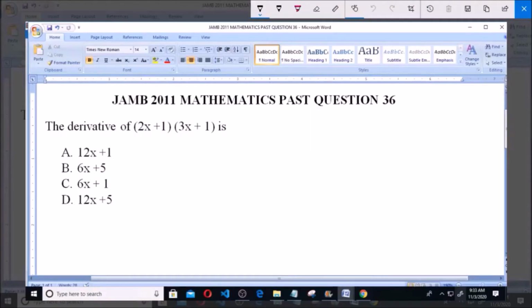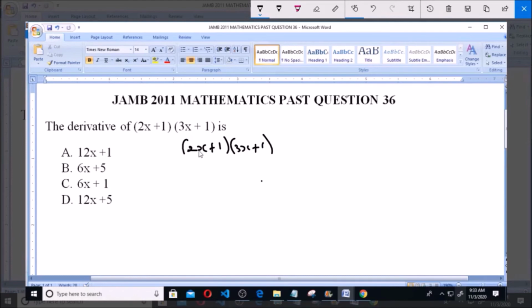And welcome. I'll be answering JAMB 2011 Mathematics Past Question 36. The derivative of 2x plus 1 into 3x plus 1 is A, 12x plus 1, B, 6x plus 5, C, 6x plus 1, and D, 12x plus 5. Now the derivative simply means we should differentiate this. We're given 2x plus 1 into 3x plus 1.